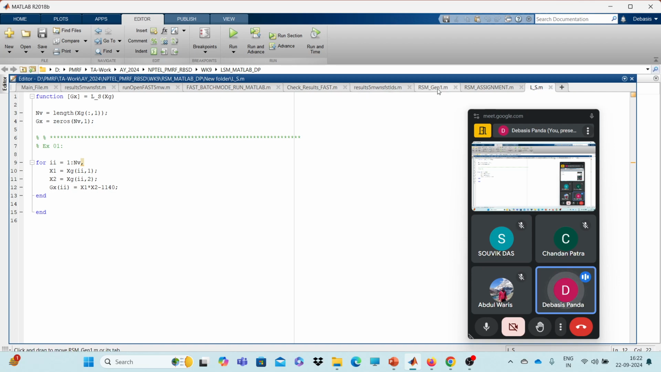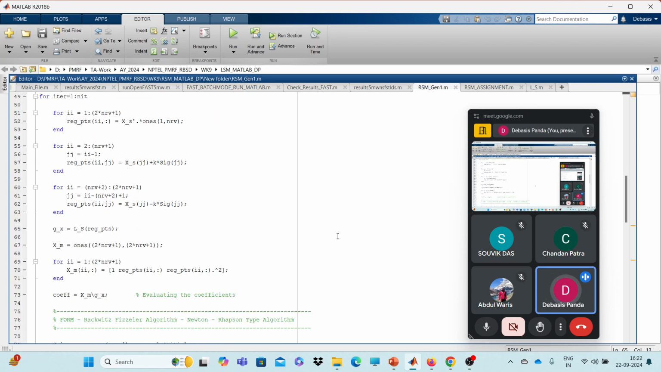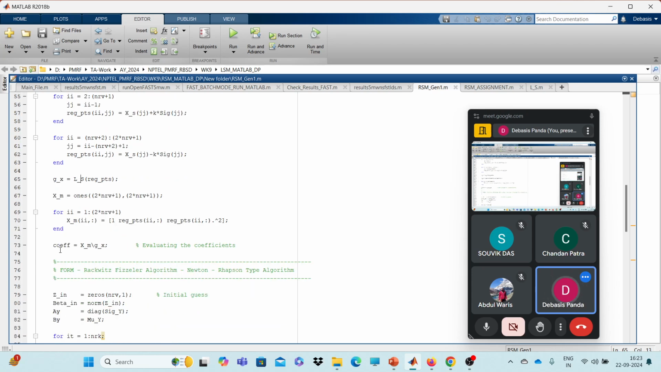Now once you have the support points and the limit state function, you need to first calculate the coefficients. Just a few minutes back we saw how we can calculate the coefficients, and we made the code for the response surface least square method. It is nothing but x inverse of g, that means a inverse of b, which we solved just a few minutes before.